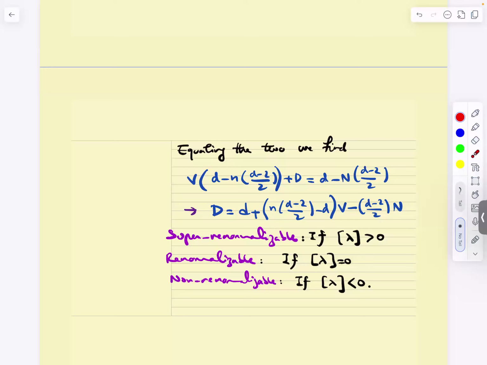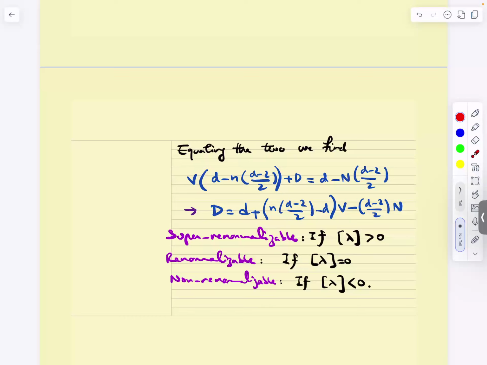So this is a super-renormalizable theory, because the number of amplitudes that have positive superficial degree of divergence is finite, and each such amplitude receives contributions from a finite number of superficially divergent diagrams. Therefore, the theory is super-renormalizable when the dimensionality of lambda is positive. When the dimensionality of lambda is negative, it's non-renormalizable. That is obvious.